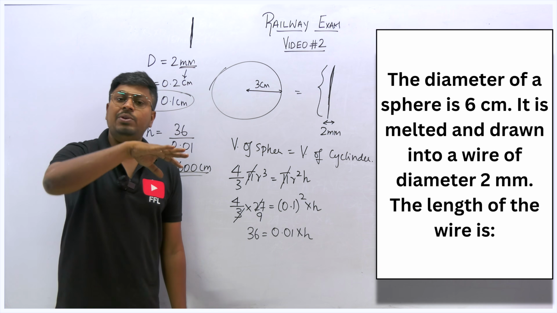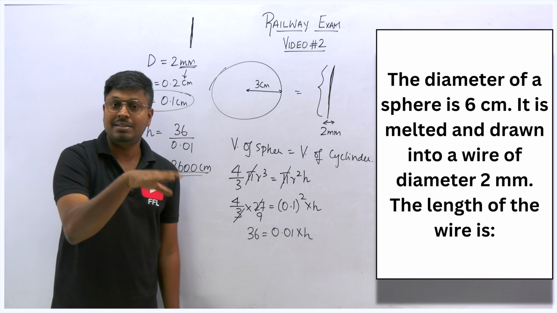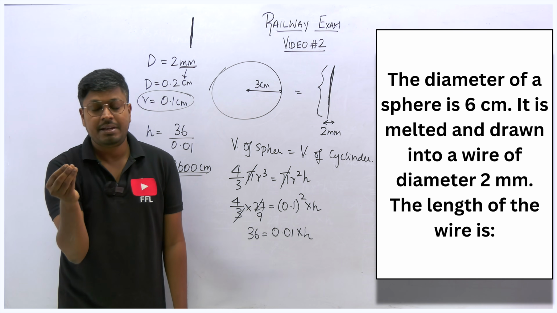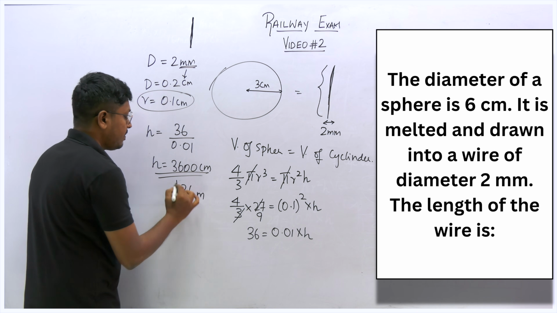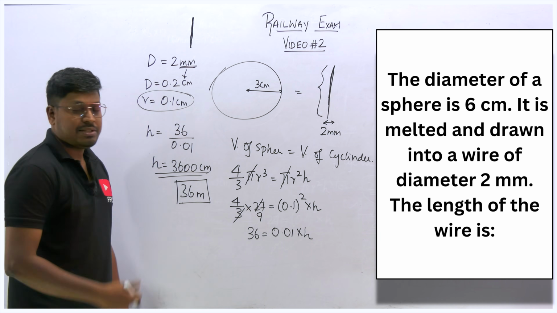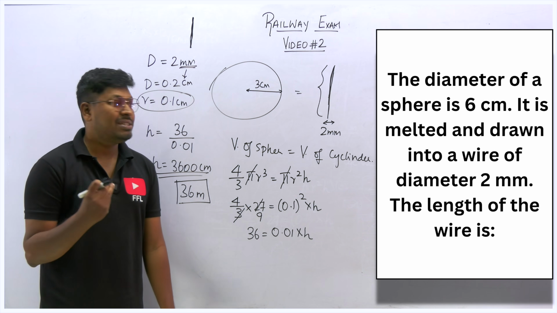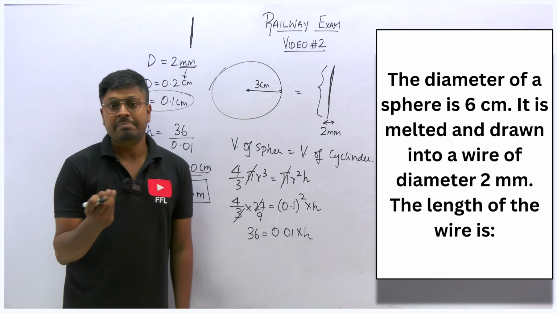In case we need to convert the centimeter into a meter, we know that 100 centimeter will be 1 meter. So we can easily convert 3600 centimeter into a meter, the answer will be 36 meter. So either way, based upon the options, we can convert it. But always remember that mostly the conversion will be only on centimeter, millimeter and meter.